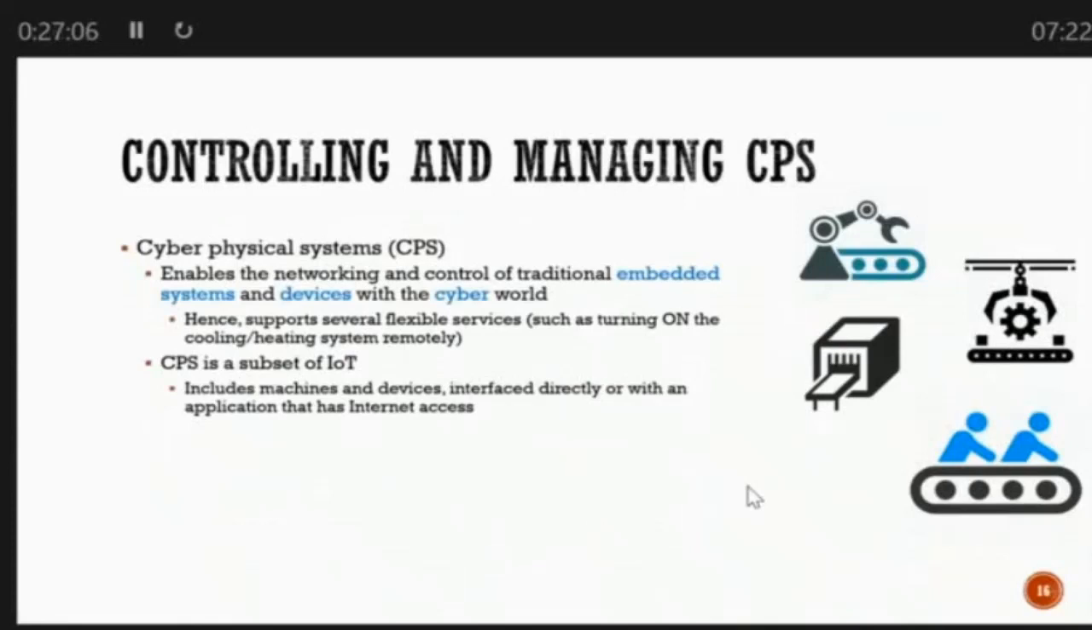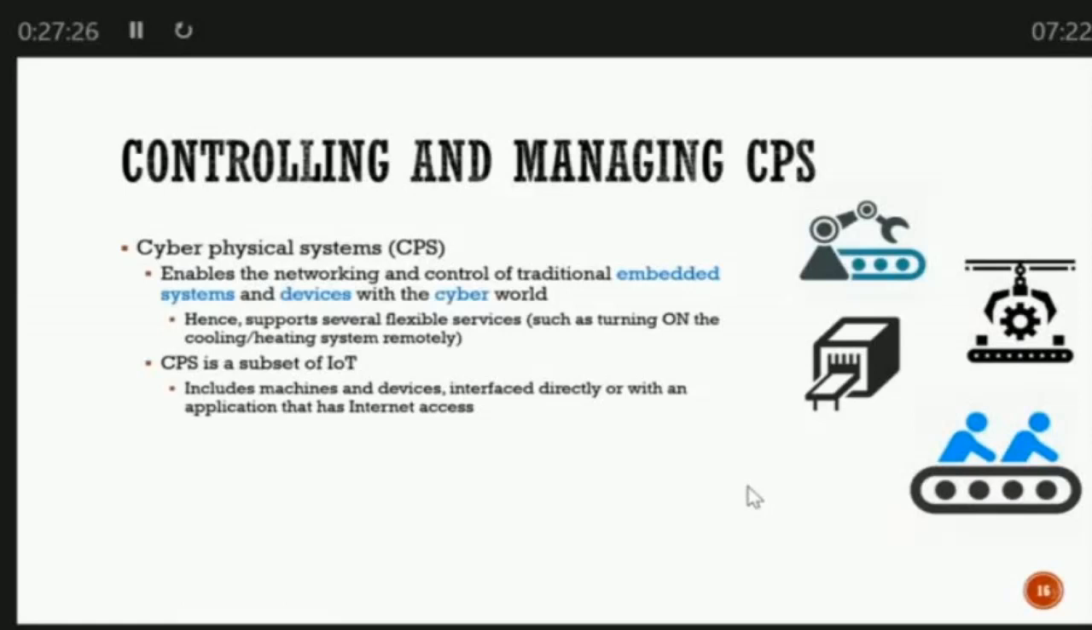CPS is a subset of Internet of Things. The difference between IoT and CPS, as I explained, is that in case of CPS, we are talking about embedded systems and devices. In case of IoT, we are talking about anything, Internet of Things, so anything. But in case of CPS, we are not talking about anything. We are strictly talking about embedded systems and devices.